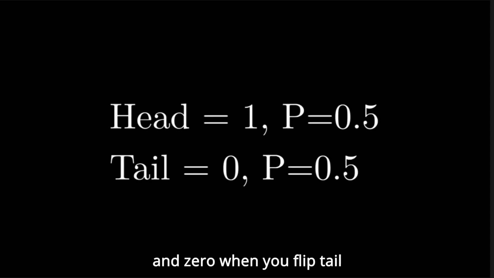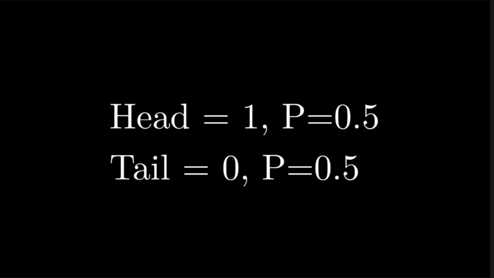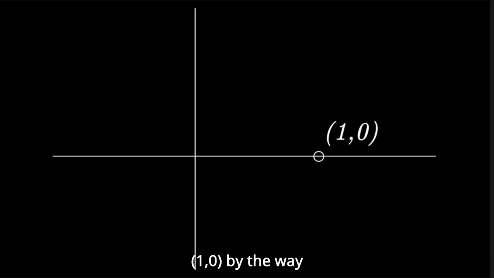Suppose you get 1 when you flip head and 0 when you flip tail. So you have two equal probability outcomes, 1 and 0. Let's use a two-dimensional point to represent this random thing: (1, 0).